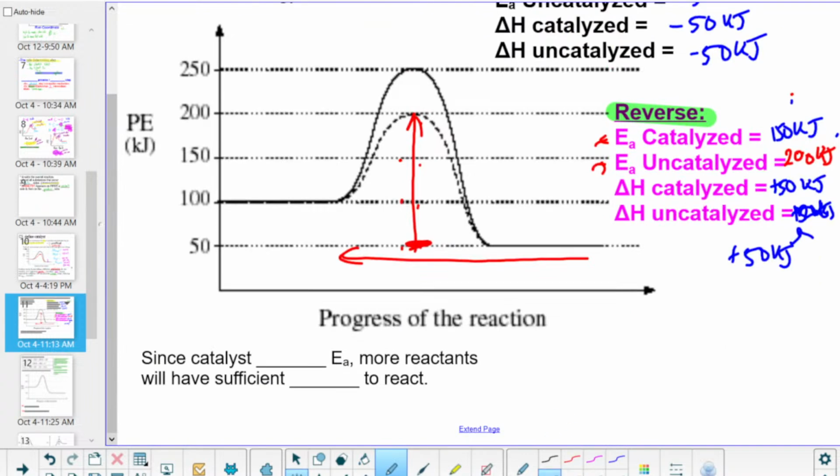And then the conclusion of all of this, what does the catalyst do to the energy of activation? Lowers. Which means more reactants will have sufficient energy to react.